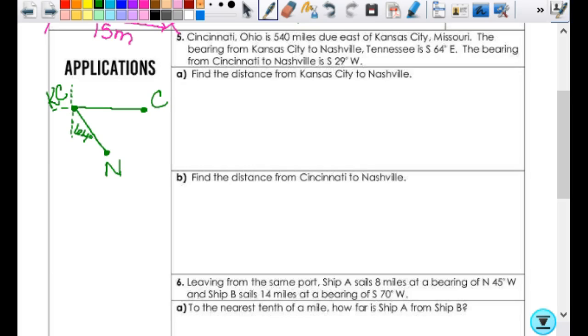And then it says the bearing from Cincinnati to Nashville. Even though I have this compass, I can redraw it right here, an infinite number of times. The bearing from Cincinnati to Nashville is south 29 degrees west, so this is 29 degrees right here.